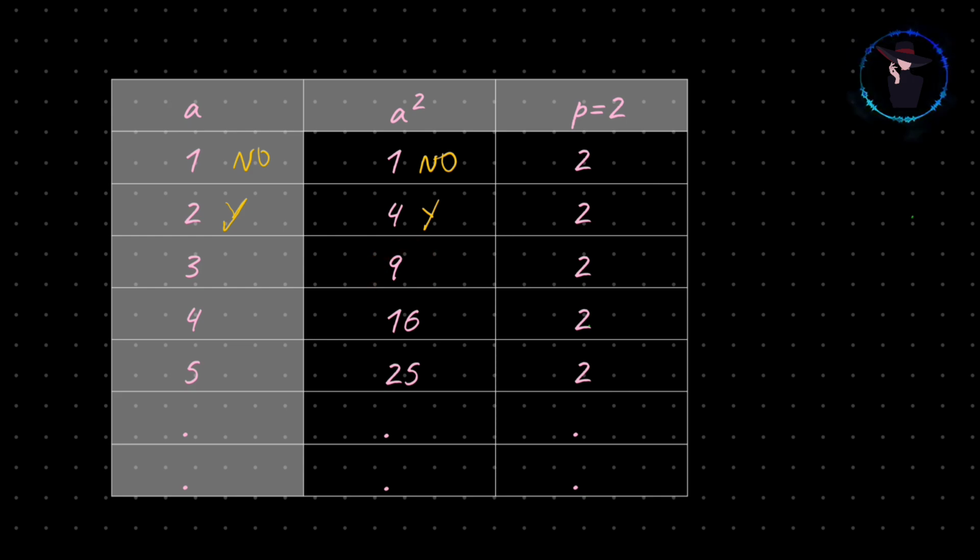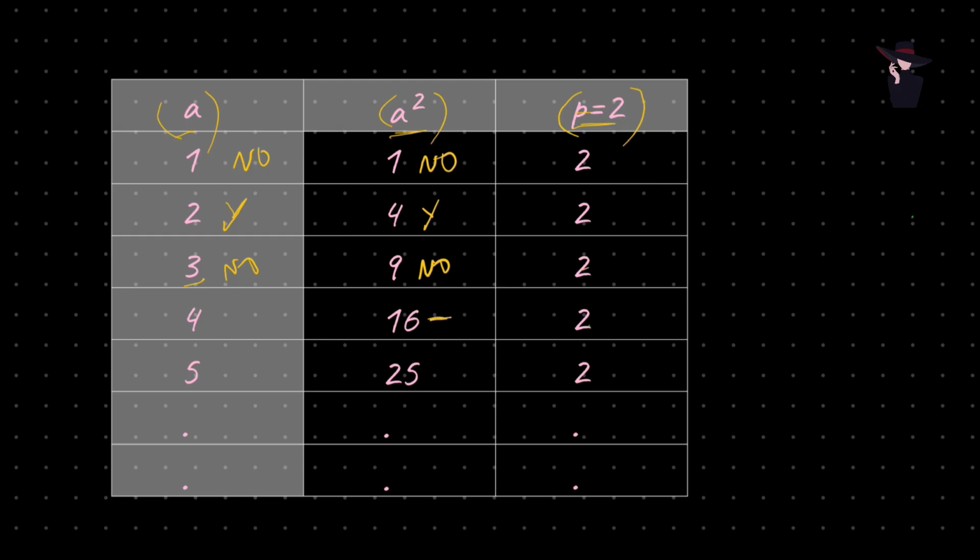Can 2 divide 9? No, it doesn't. 2 cannot divide 9. It is even and odd. Division is impossible. So it is no as well. Can 2 divide 3? No as well. So as we can see, when the value of P cannot divide A square, it cannot divide A as well. When the value of P can divide A square, it can also divide A.